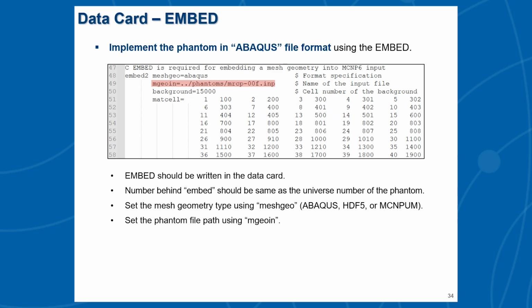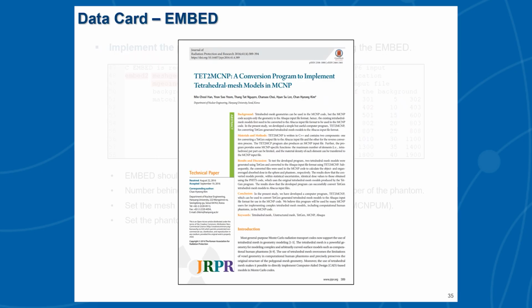Through the webinar, we mentioned that the MRCPs are in the element and node files format. However, the MCNP6 code does not provide the implementation of these file formats. Therefore, to use the MCNP6 code, you can use the TET2MCNP code to convert these files into an Abaqus file. The detailed information can be found in the journal article TET2MCNP.